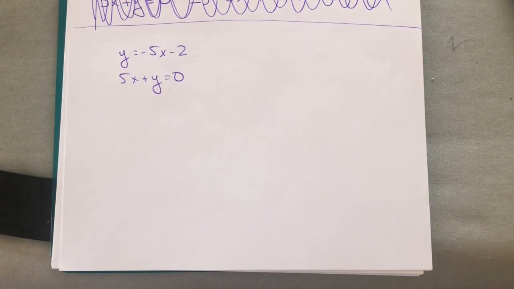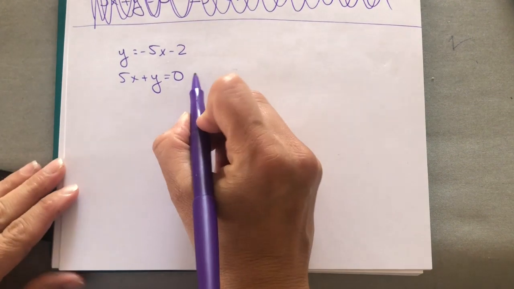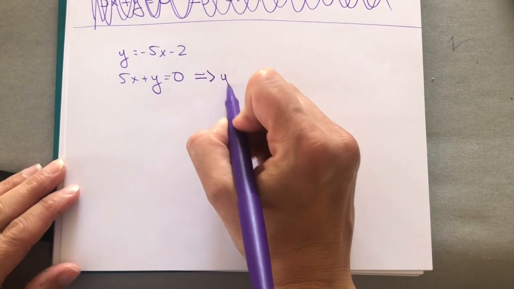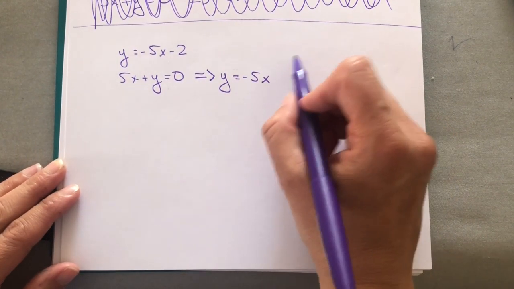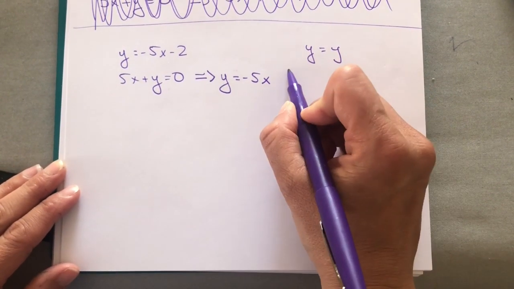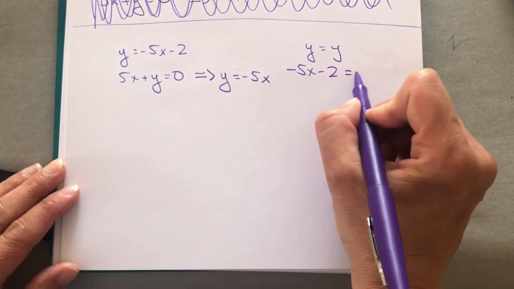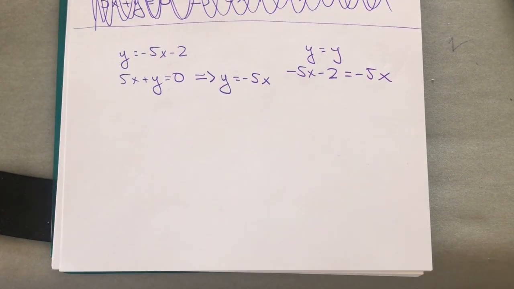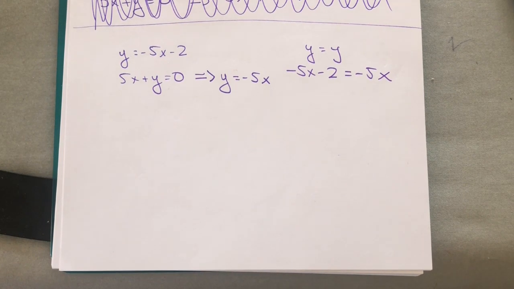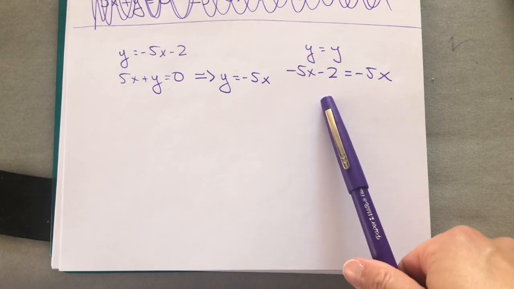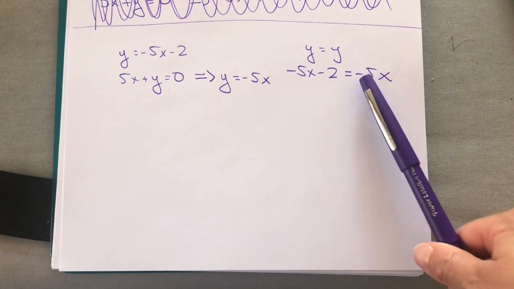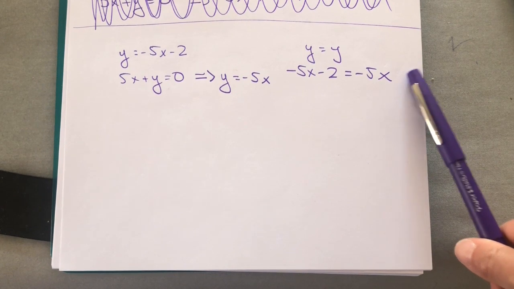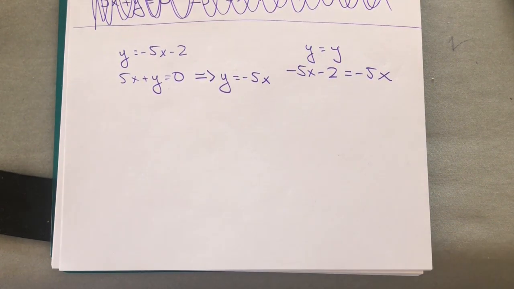And sometimes we may notice before we get to a final solution that it's not true. So for example, here, if I rearrange this equation to be y equals negative 5x, and then I set the two y's equal to each other, negative 5x minus 2 equals negative 5x. So I know from my earlier work with equations that that's going to turn out to not be possible because there's no way that negative 5x minus 2 can be equivalent to negative 5x. So we know that that also has no solution.